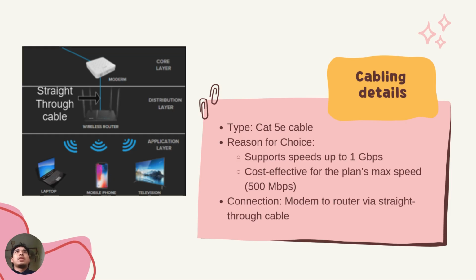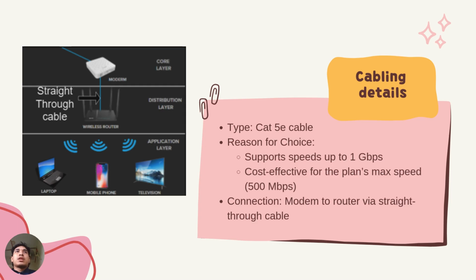For the cabling details, the wireless router in the distribution layer links to the modem via a straight-through connection, as shown in the picture. Specifically, it makes use of Cat5e cable. The house decided to use Cat5e cable because it supports speeds ranging from 100 Mbps to 1 gig.